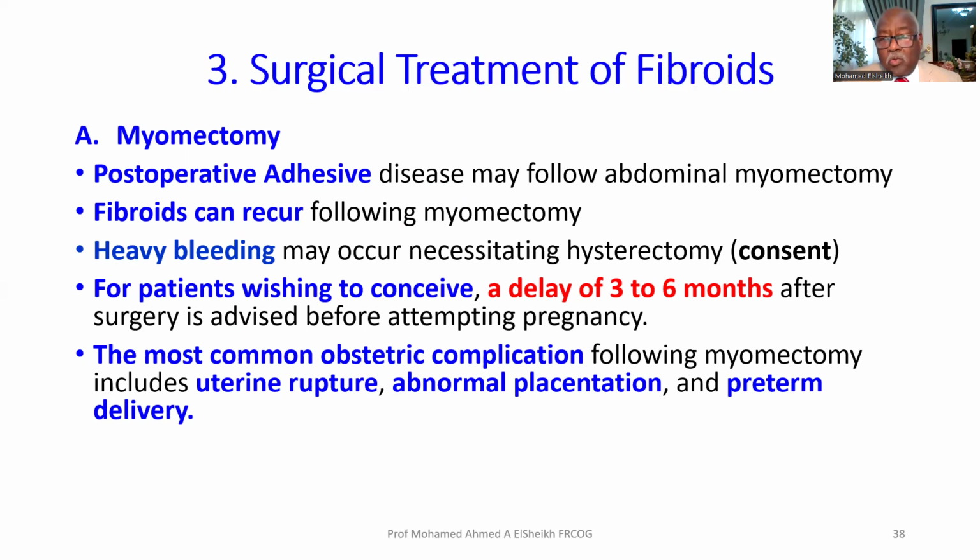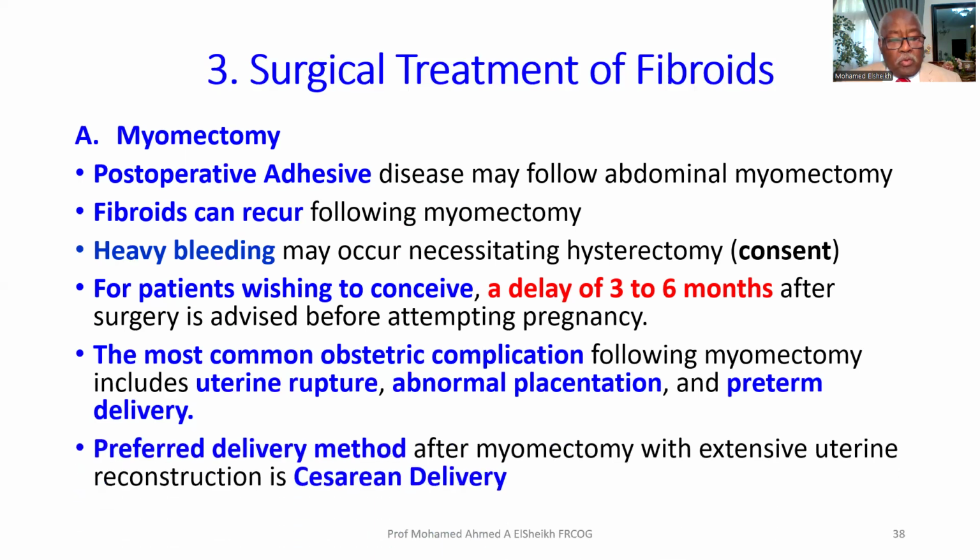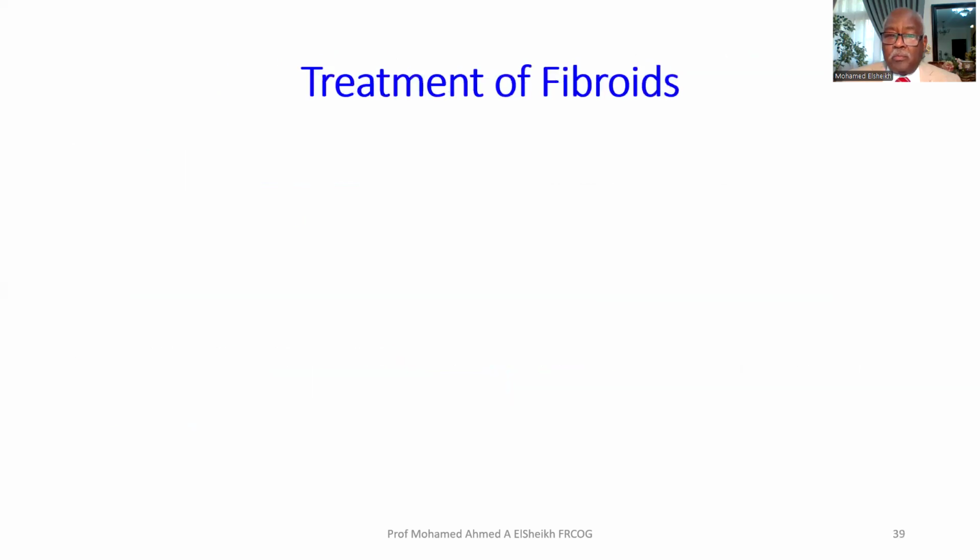And you tell them that the fibroids may recur, which does not depend on the surgical skill of the surgeon. It is just the pathogenesis of the fibroids. Heavy bleeding during surgery may occur and you may need to do a hysterectomy. Then if they want to conceive, they take a gap of 3 to 6 months. If they conceive, these are the possible complications: uterine rupture, abnormal placentation, and preterm delivery. Preferred delivery method after myomectomy with extensive uterine reconstruction is cesarean delivery in general.